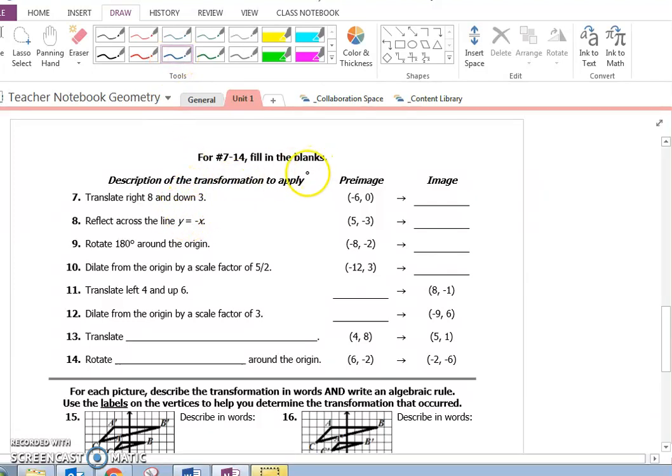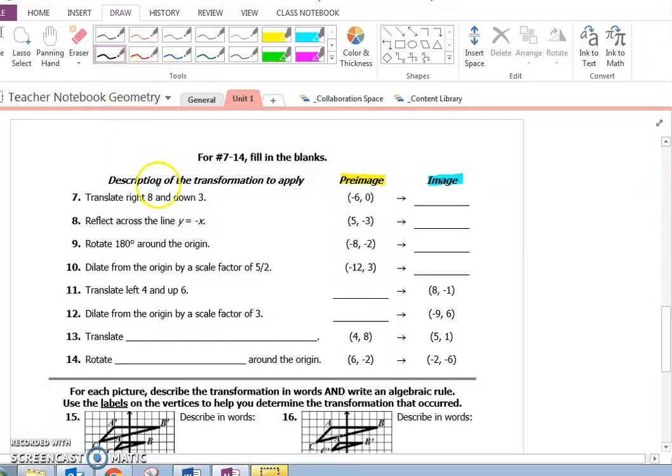Alright, so now it says for numbers 7 through 14, fill in the blank. So you're not given a graph, you just have to apply the rules. Definitely pay attention to your pre-image versus your image. That's going to tell you what direction you're going in.